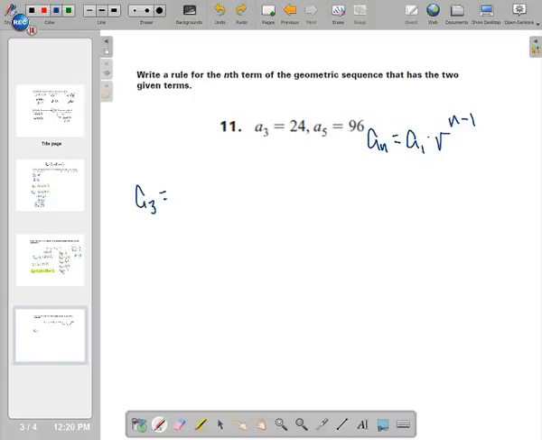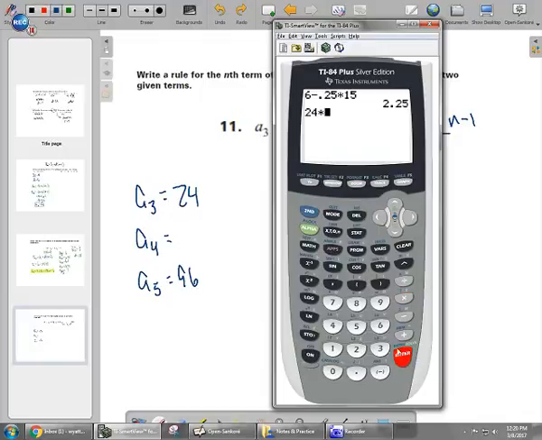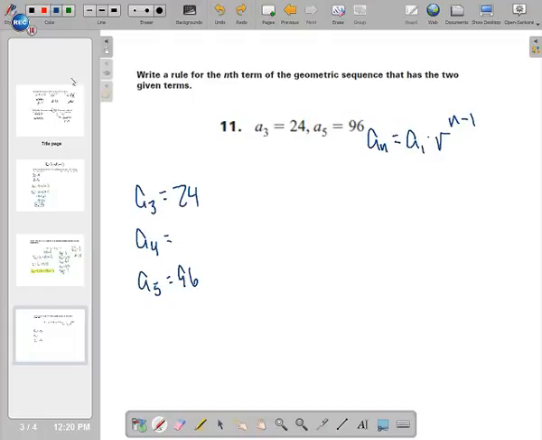So I'm going to think, I know a sub 3 is 24. I don't know a sub 4. I know a sub 5 is 96. Usually, you can kind of guess and check your way through this, but there are more algebraic ways of doing it. But I think this is going to be pretty nice. I think if I do 24 times 2, I get 48, and if I double that, I get 96. So a sub 4 is 48, and that tells me that each time I'm multiplying by 2, the common ratio is 2.